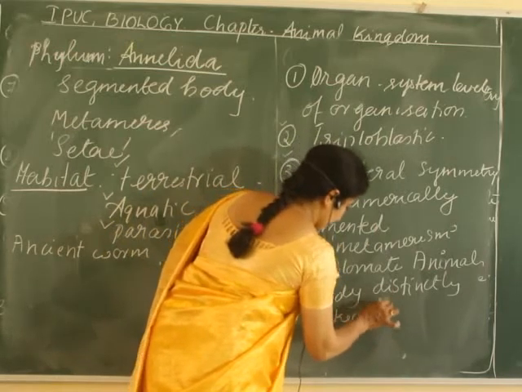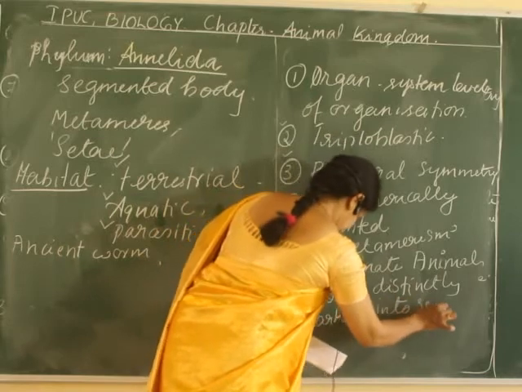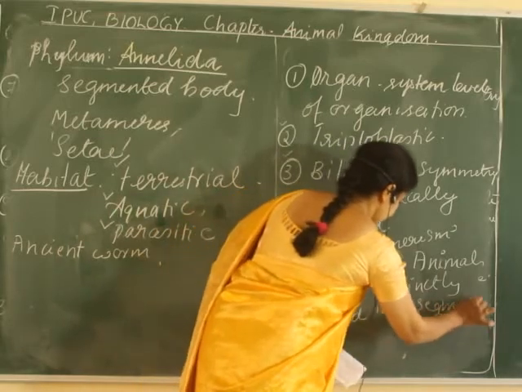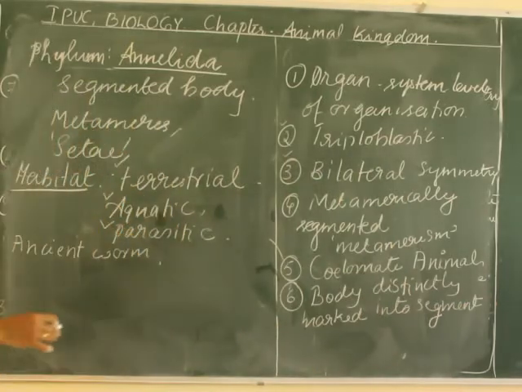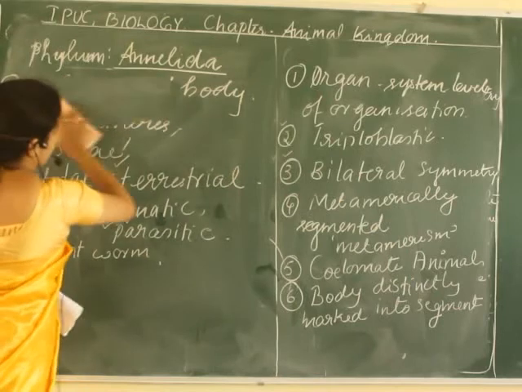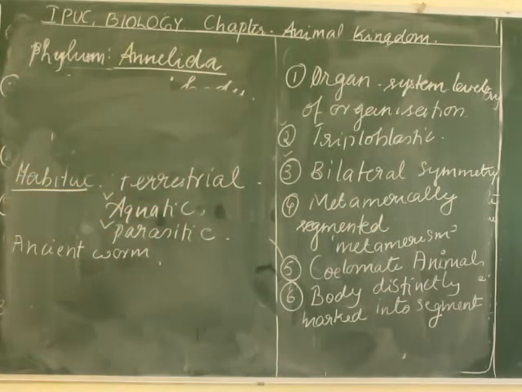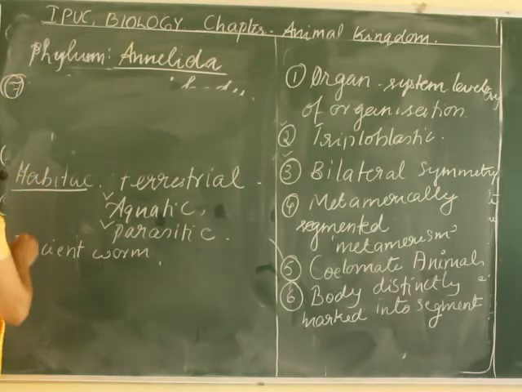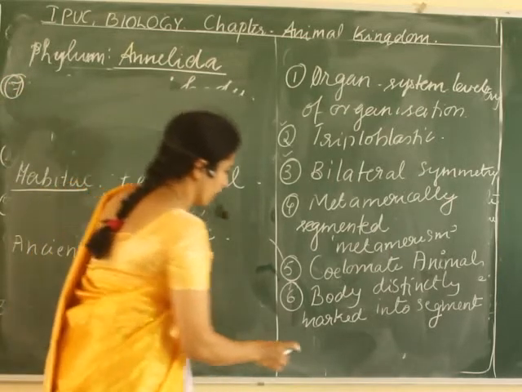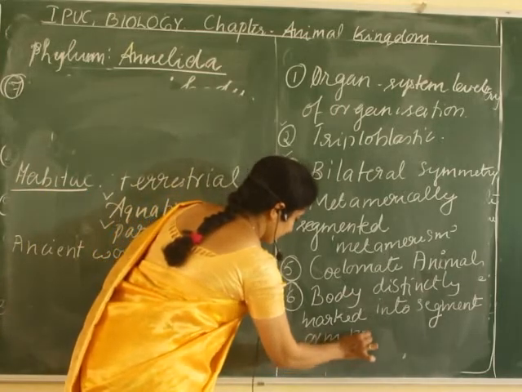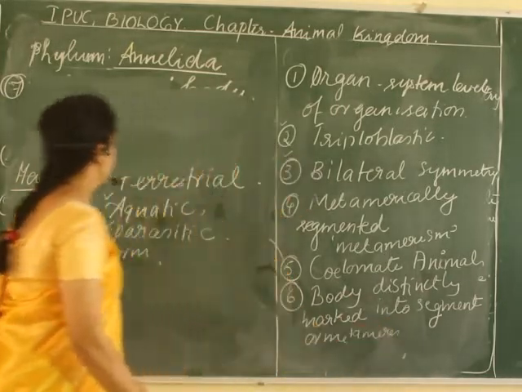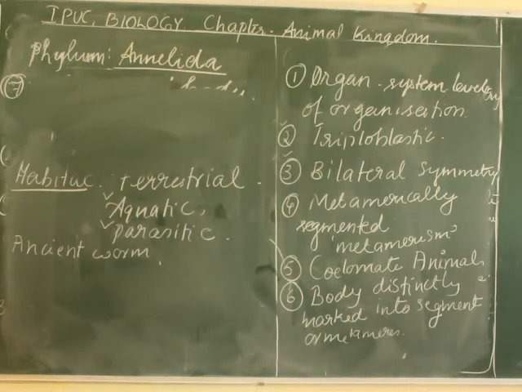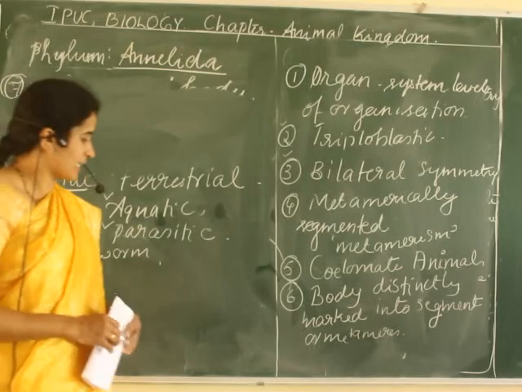So the body is distinctly marked into segments. That's why its name is Annelida, from annulus. Each unit is called an annulus. The body surface is distinctly marked into segments or metameres. Okay. So these are the main features of phylum Annelida. The remaining features we will study in the next video.